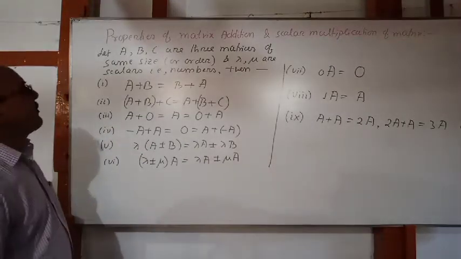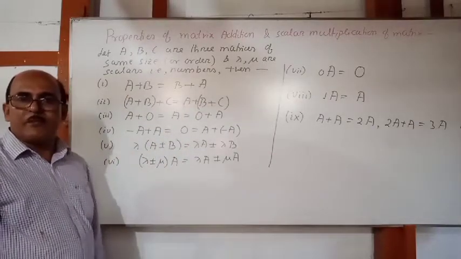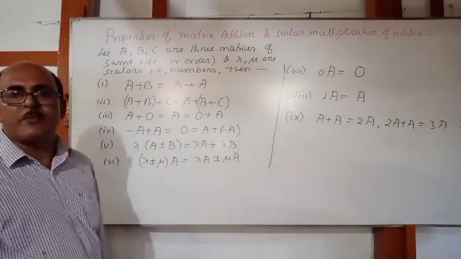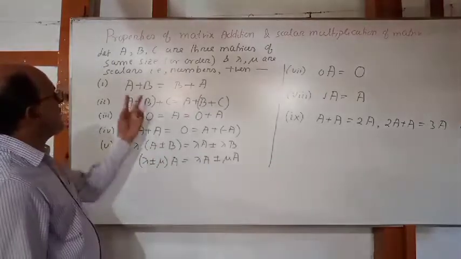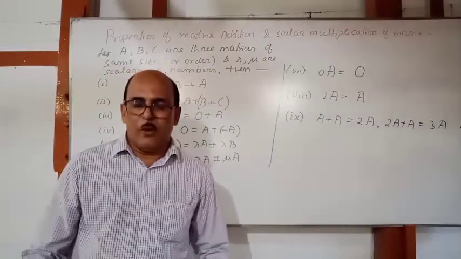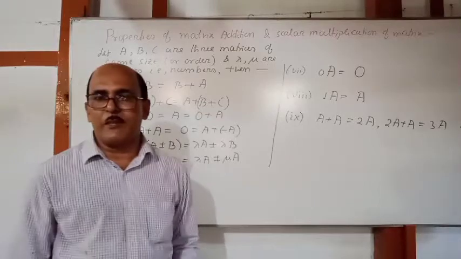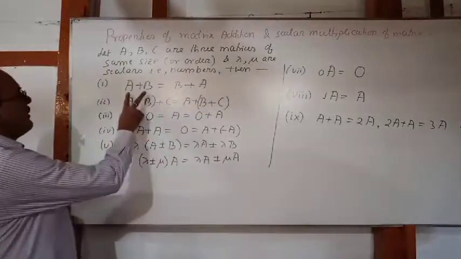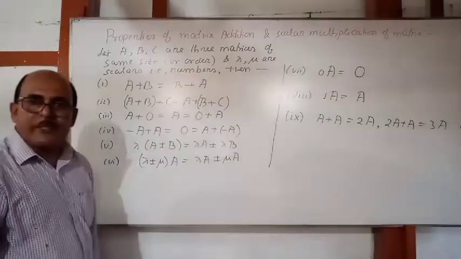Then first property is A plus B equal to B plus A, that is matrix addition is commutative. It is a commutative operation because elements of matrices we are considering are numbers or functions, and addition of numbers, real number or complex number, are commutative. So this A plus B becomes B plus A, means matrix addition is commutative.